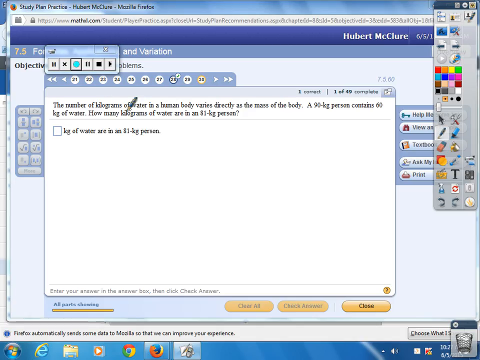The number of kilograms of water in the human body varies directly, so y equals kx. There's part one. And the number of kilograms of water, you could call this W, you could call it K, and you could call this mass whatever you wanted. So I'm going to call this water, W, is equal to K times M. Now that takes care of all of that.